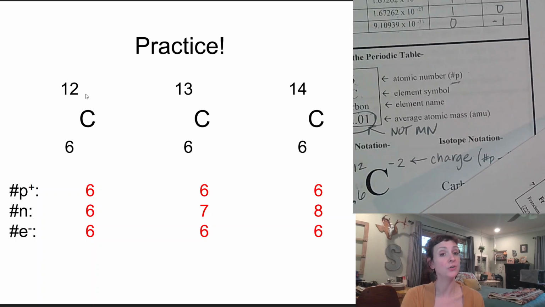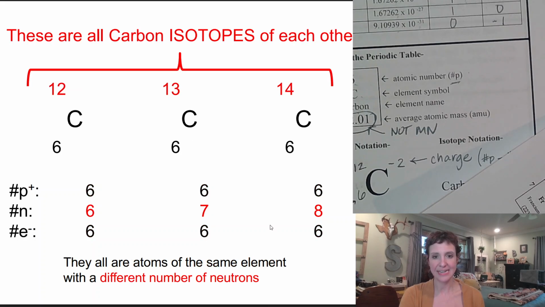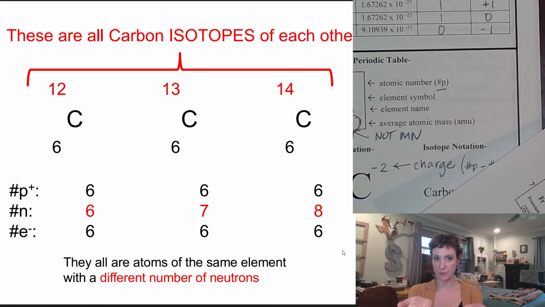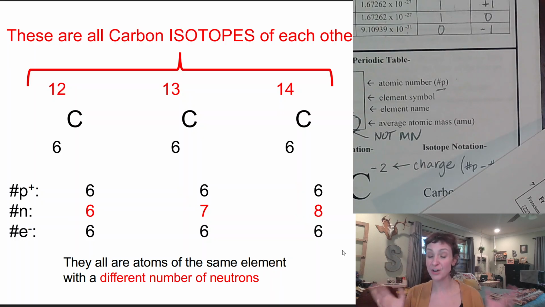And I know that they're neutral because I do not see a charge up here in the top right-hand corner. That lets me know that the number of electrons for all of these atoms has to equal the number of protons. Now, the cool thing to look at here is I have just given you a wonderful example of carbon isotopes. Once again, an isotope is an atom of the same element. These are all carbons, but they differ in the number of neutrons they have. As a result, you can see that represented in the differences in the mass numbers in this symbol notation.